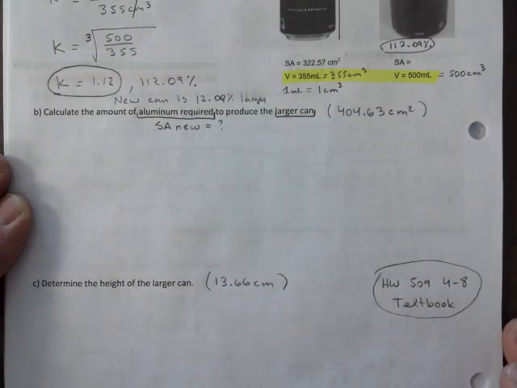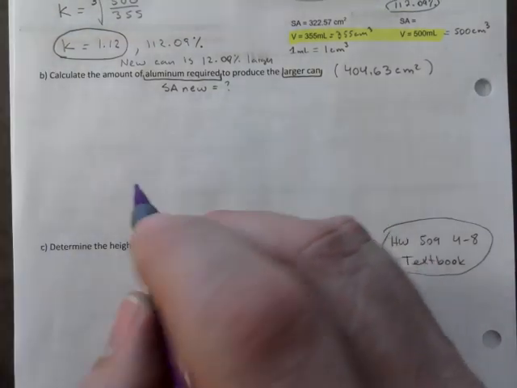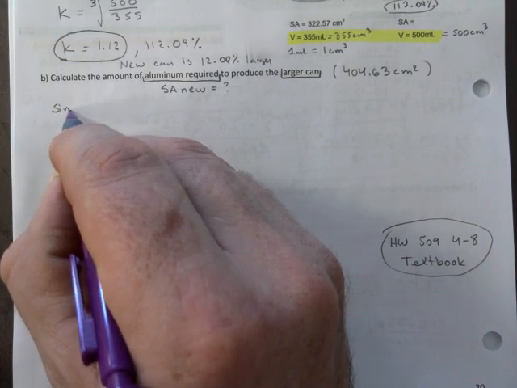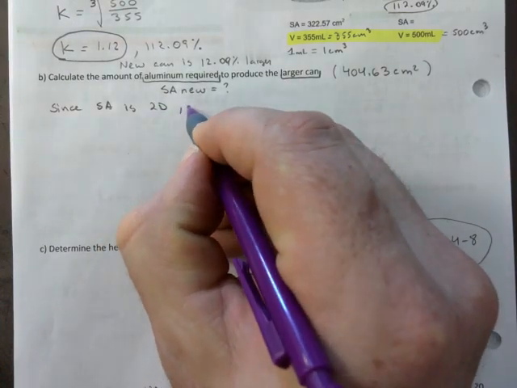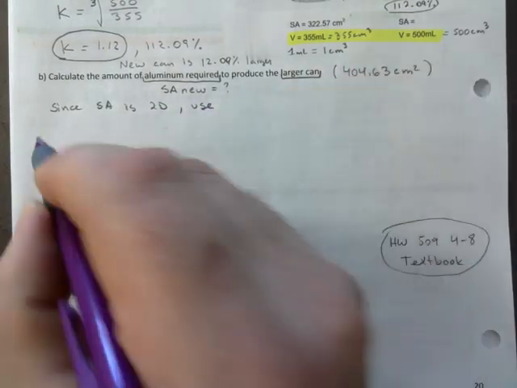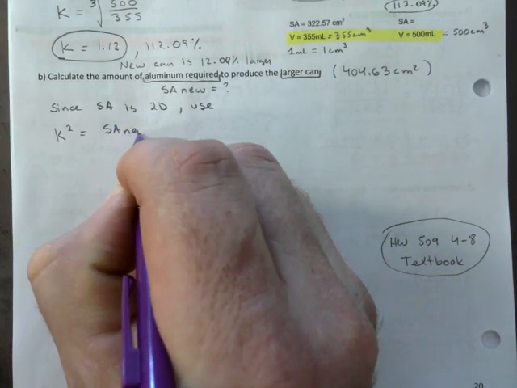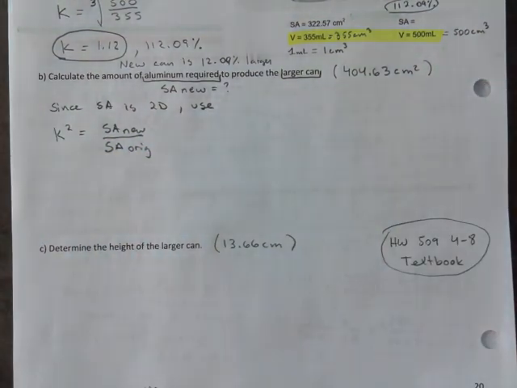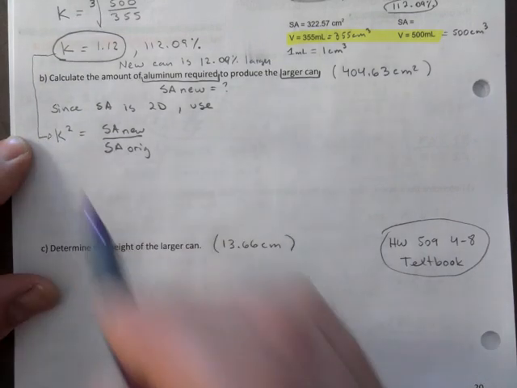And I already gave it away that it's 404.63. Okay. So in this case, since surface area is 2D, we need to use K squared is surface area of the new over surface area of the original. Right, we gotta start with that one. We already know our scale factor. We're gonna borrow it from up there, plug it in there.